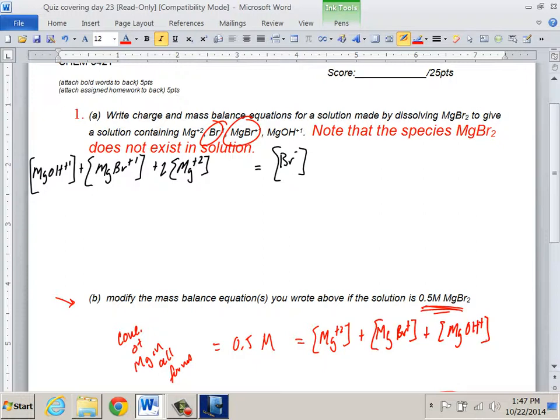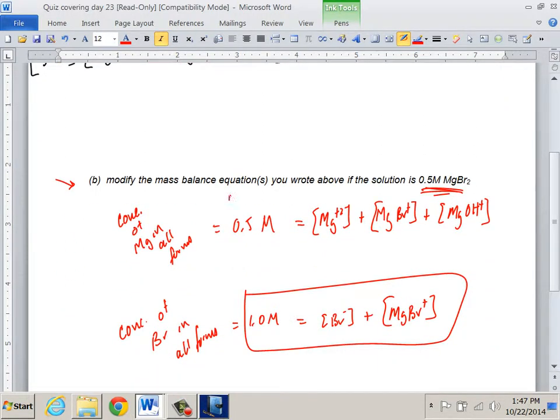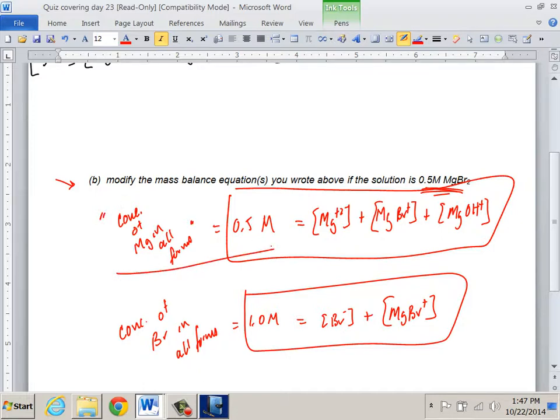I guess 1, 2, 3, 1, 2, 3. Okay, so the question is, if you wrote just this part equals 0.5 molar, would you get it wrong? Yes, because that's not an equation, right? This is just a sentence so that you can write the equation.